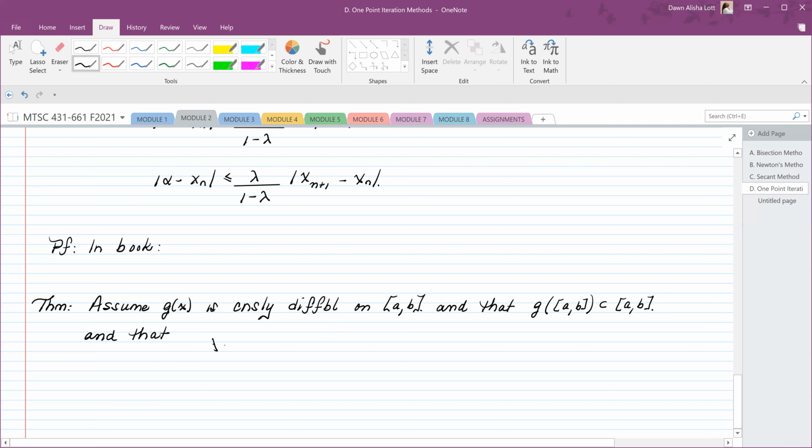Three, lambda is equal to the max of all the x's in the interval of the absolute value of the derivative. So we're going to define that to be lambda. So that's a triple equals. That's how we're going to define lambda. If the maximum value of the derivative on the interval is less than 1, because remember, lambda is between 0 and 1, then three things happen.